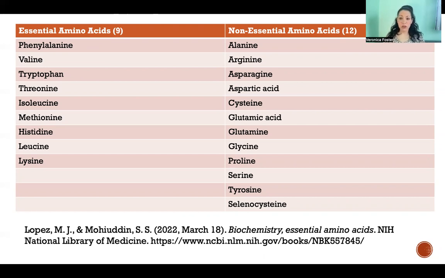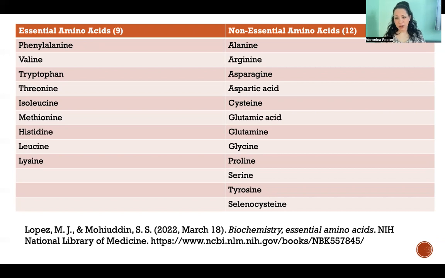So maybe you're recovering from surgery or pregnant, or like little kids while they're growing and they need a lot more protein because they're building so many new tissues so quickly. So in that case, these non-essential amino acids can become conditionally essential. And in that case, we need to get them from the diet.